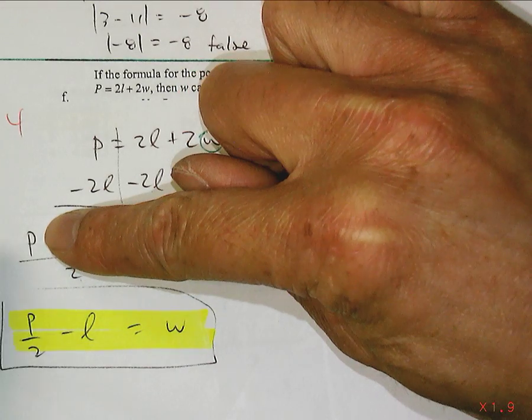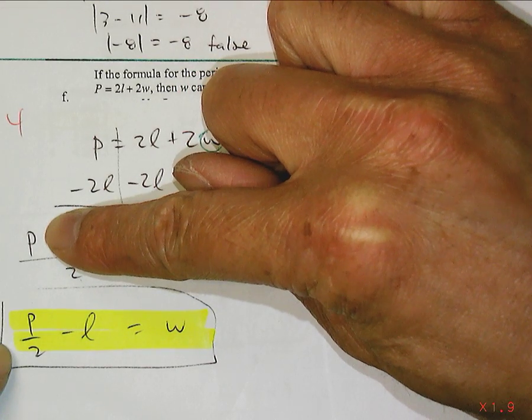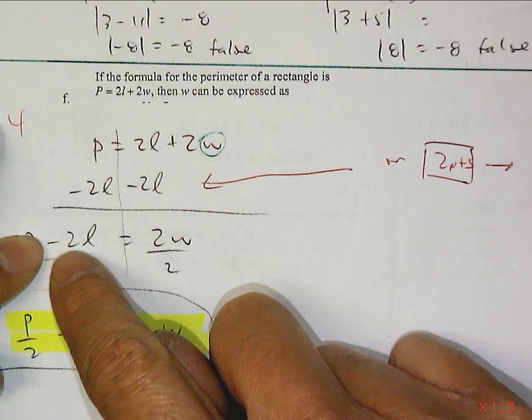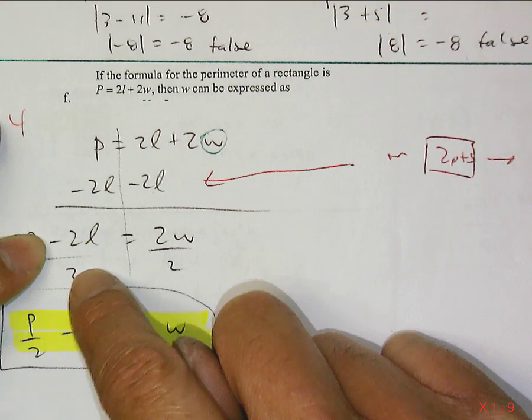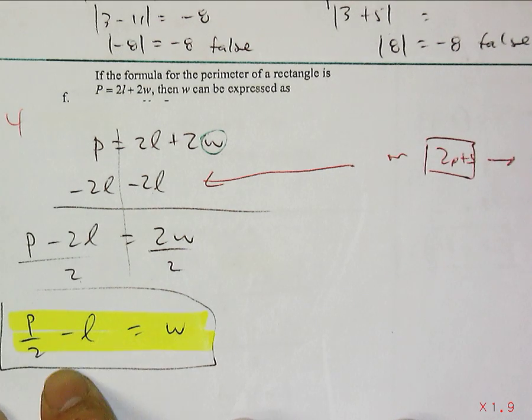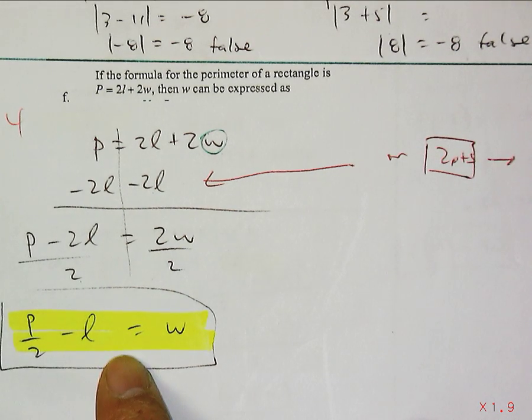This becomes P over 2. And then this will also become negative 2L divided by 2, which means you cross-cancel your 2's here, and you're just left with the L. My answer is P over 2 minus L equals W.